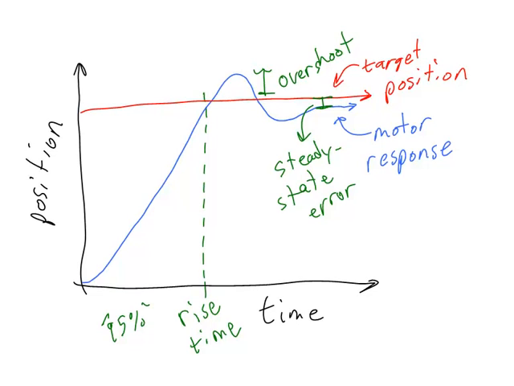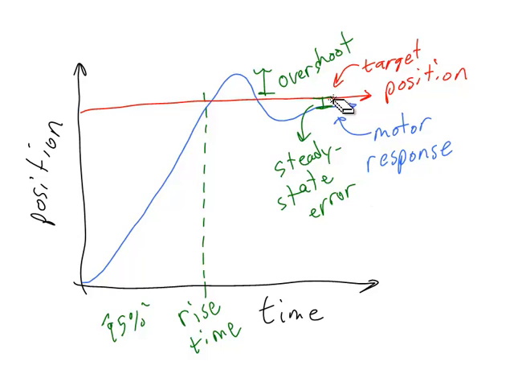We learned last time that with on-off control, it's very difficult to improve all three of these characteristics at the same time. In fact, it's even difficult to improve any one of them without making the other ones worse. For example, if we speed up the response in order to make the rise time faster, that will result in worse overshoot.